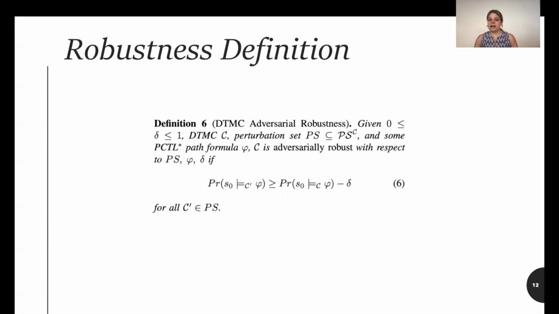And so what we're looking at is the probability that any perturbed Markov chain in this perturbation set, the difference between the probability of the perturbed Markov chain satisfying the property and the probability of the original Markov chain satisfying the property should not be greater than some delta.